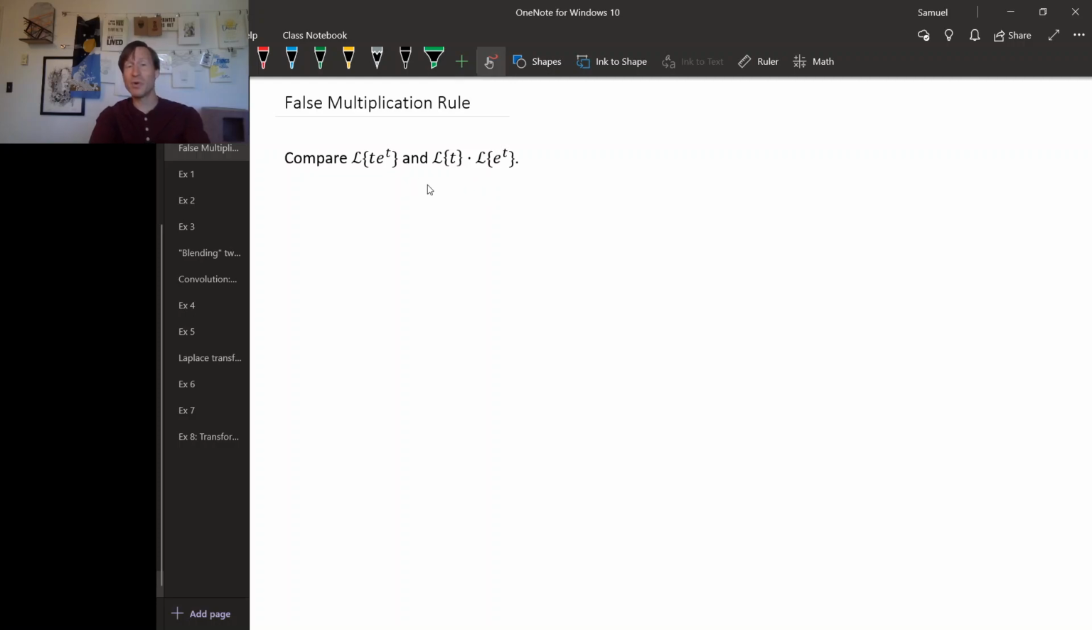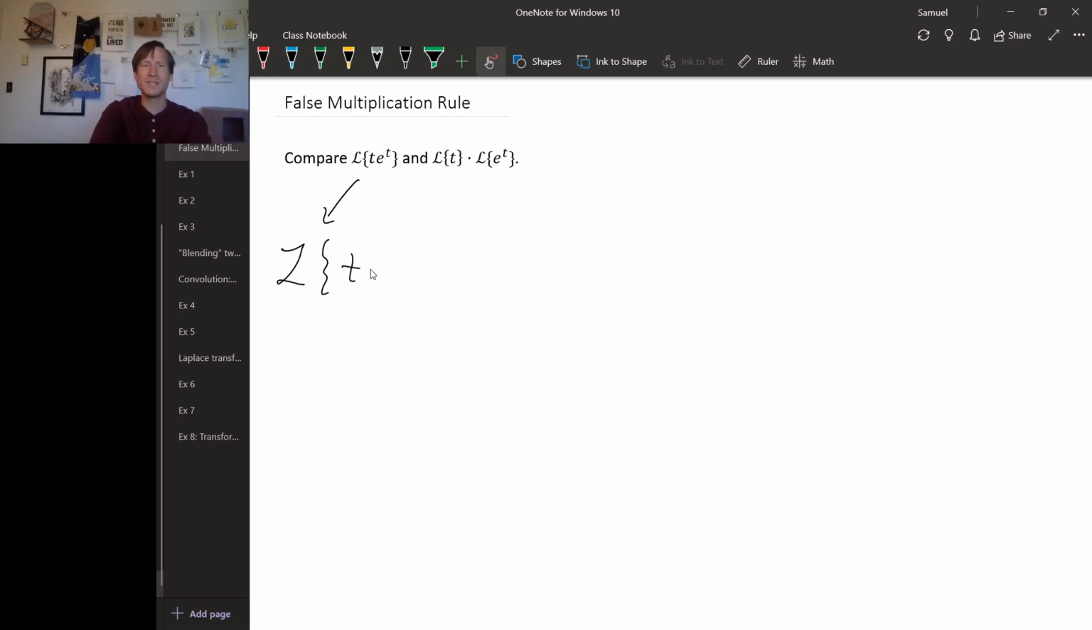Now the reason I want to look at this example is because it's very common for people just encountering the Laplace transform for the first time to think that these two should be equal, that there's some sort of easy multiplication rule for the Laplace transform. But we'll see that these Laplace transforms are different. So let's work out this one.